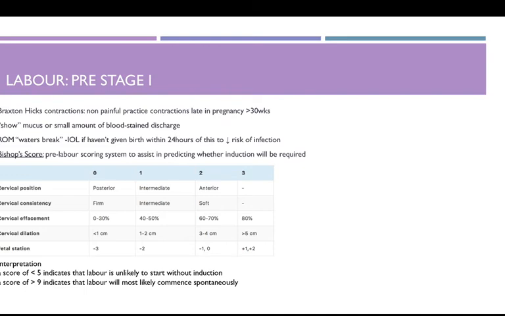Okay, a Bishop's score is important to know for exams. So it's a pre-labour scoring system, and basically it is useful in predicting whether you'll need to induce labour or not. A score of less than 5 indicates that labour is unlikely to start without induction, and a score of more than 9 indicates that labour will most likely commence spontaneously.